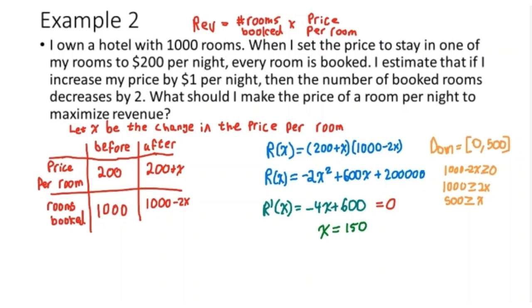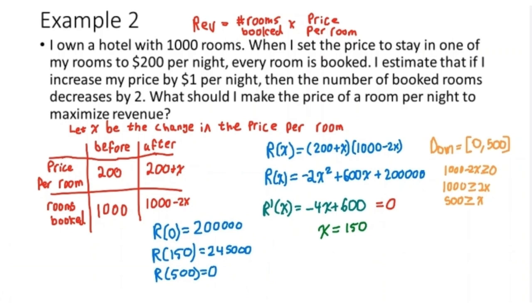Now to determine when our revenue will be maximum, we're going to take our endpoints and our critical number and plug them into our revenue function. When we plug 0 into the revenue function, we get 200,000. When we plug 150 into our revenue function, we get 245,000. If we plug 500 into our revenue function, we get 0. We can see that out of the three values, 245,000 would be our maximum revenue.